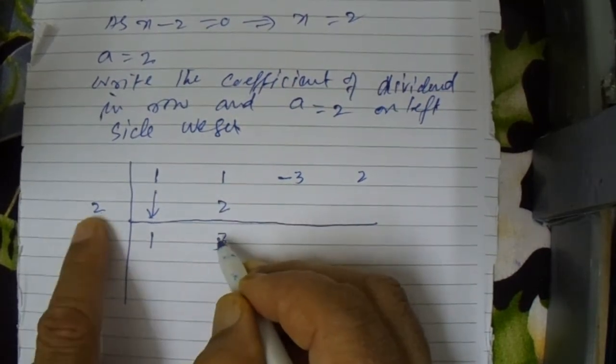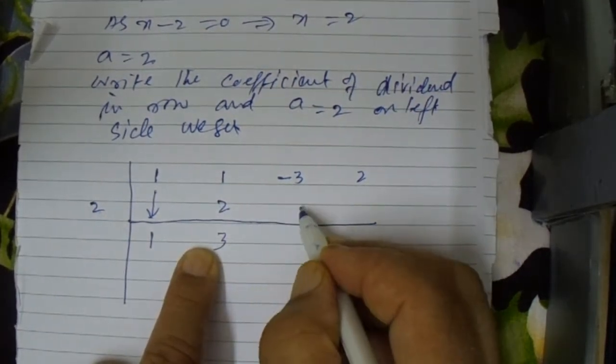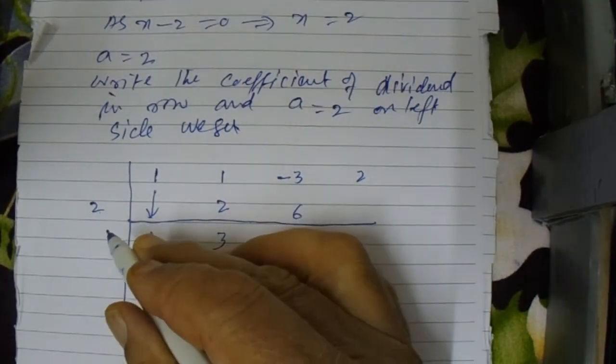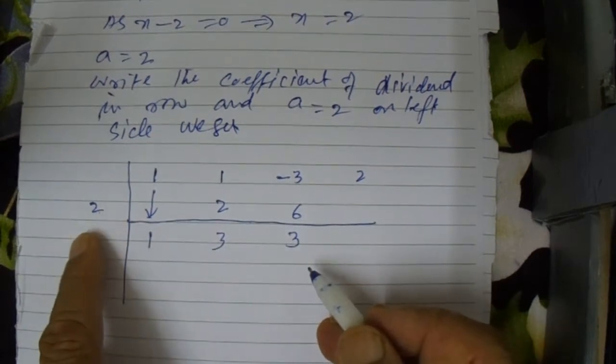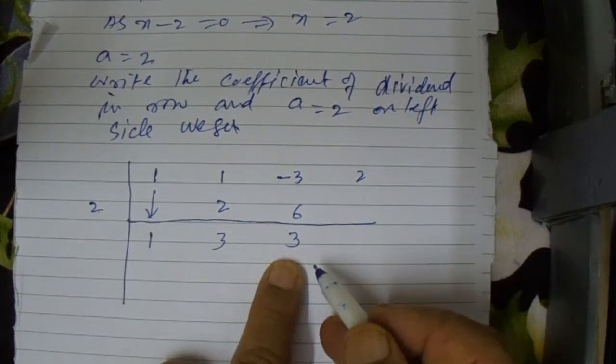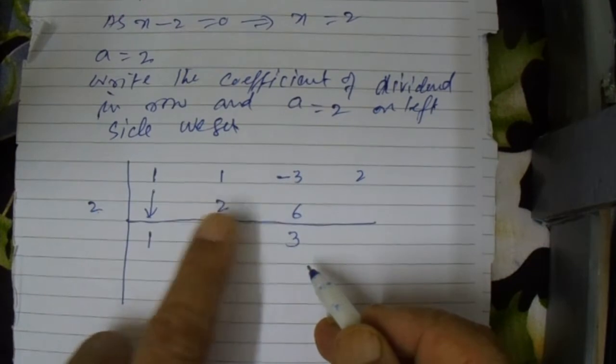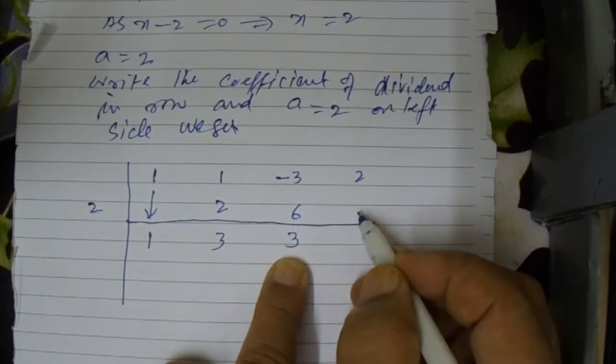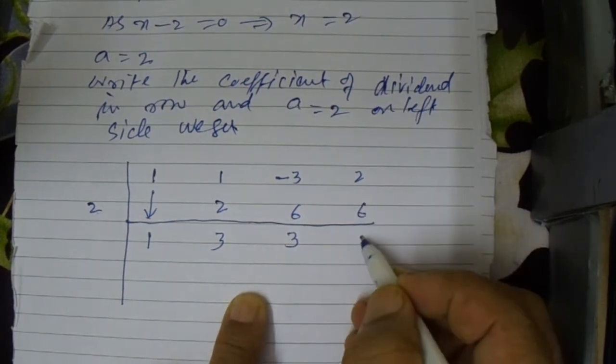This is 3. Again 2 multiplied by 3 is 6. We write here 6. It means 3. We add this, we get 3. Now 2 multiplied by 3 is 6. Again, 2 ones are 2 here, 3, 2 threes are 6 here, 3, and 2 threes are 6 again. We write this, and this is 8.